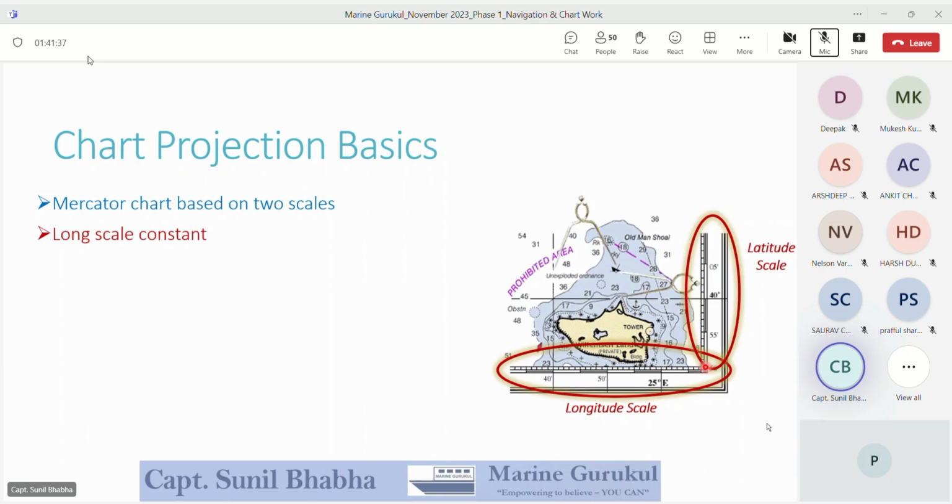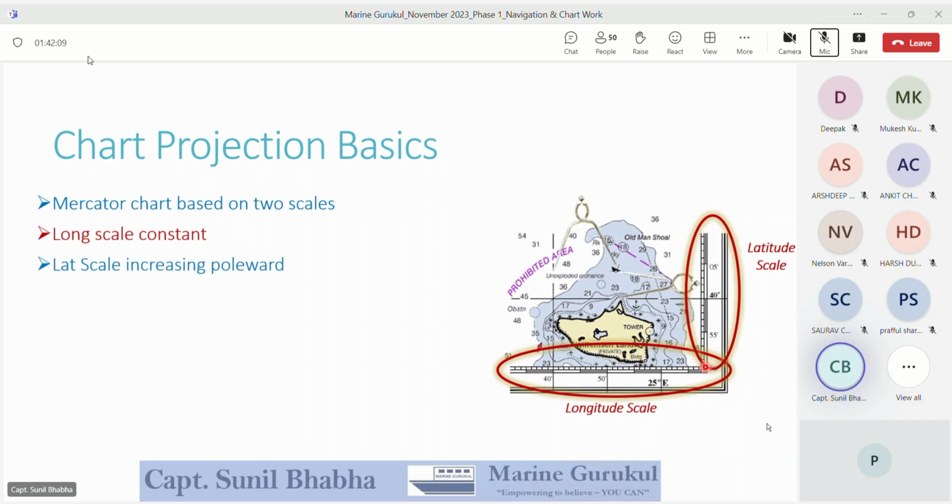Now out of these two scales, the latitude and the longitude scale, the longitude scale remains constant throughout the chart. So it basically means that the length of 1 minute of longitude remains the same throughout the chart. You can go to any part of the chart. The length of 1 minute of longitude or 1 degree of longitude will remain fixed. It is not going to change.